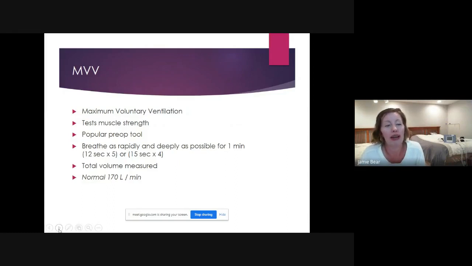Normal should be about 170 liters per minute. And you might say, wow, that's a lot. Well, it is, because that's the maximum voluntary ventilation. So meaning that's you're breathing as hard and deep and fast as you can. So if you think about it, like normal minute ventilation is about 4 liters per minute. So this is significantly more than that.